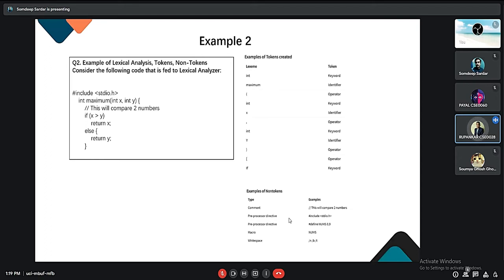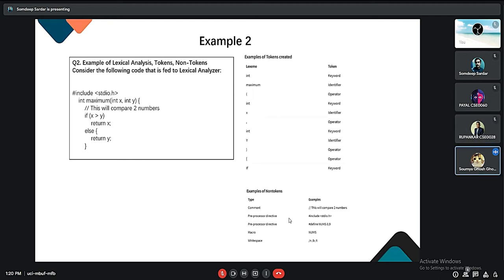Now, I will be talking about what a lexeme is. A lexeme is an actual character sequence forming a specific instance of a token. So we can see here, in a tabular format, we have written down the lexemes and their corresponding tokens. The first lexeme is int, the second one is maximum, then the bracket comes, then again int, then the cross, that is multiplication, that is x, plus, int, y, then brackets, and lastly int. So the total number of tokens here is 11, and examples of non-tokens are comments, preprocessor directives, macros, white space, etc. Now over to you.